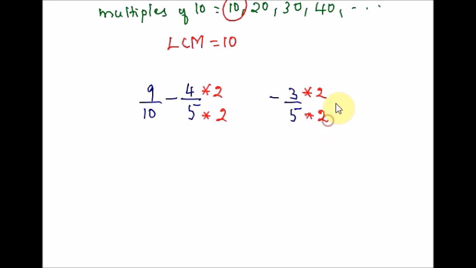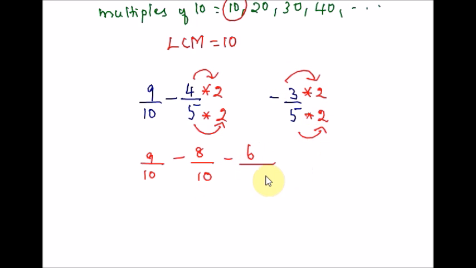Now perform multiplication. The first fraction will be the same. 4 times 2, 5 times 2, 3 times 2, 5 times 2. Now the denominators are same. So let us keep the denominator common and write all the terms in top row. Now we are going to perform the respective operation.